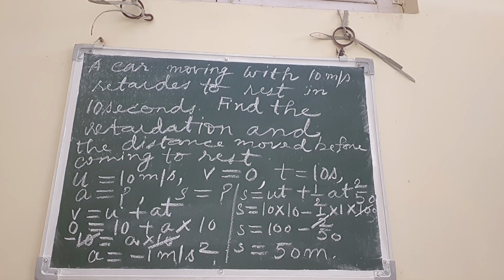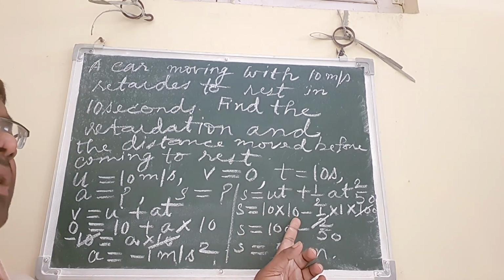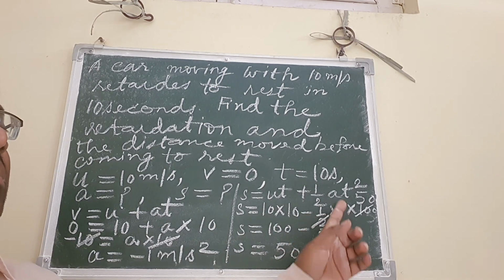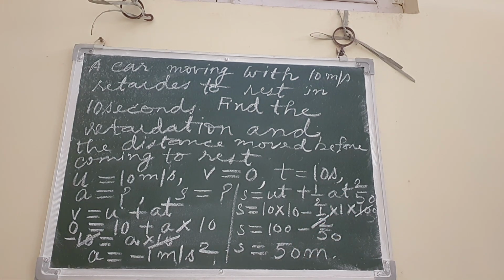So now applying the second equation of motion to find the distance moved, s is equal to ut plus half at square. So substituting the values, u is 10 into time, that is 10, minus half into acceleration, that is 1, into time, that is 10 square, that is 100. So 100 divided by 2, that is 50. So s is equal to 100 minus 50, so s is equal to 50 meters. So this is our answer.